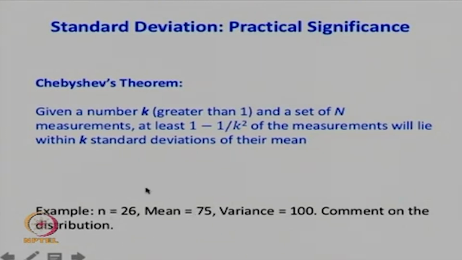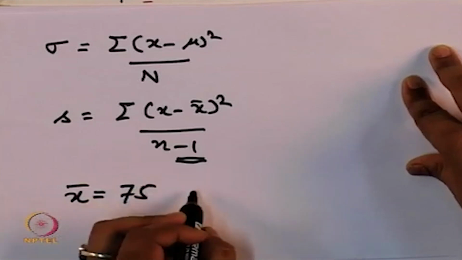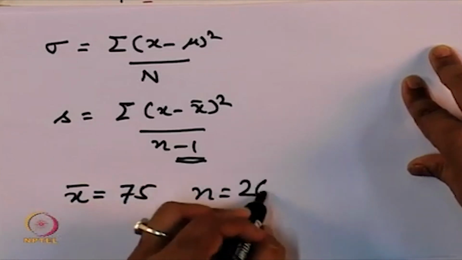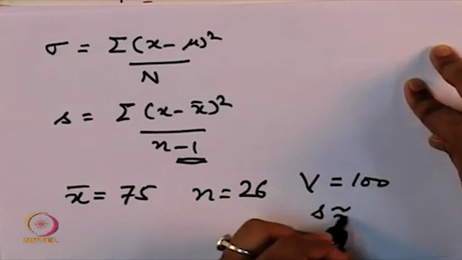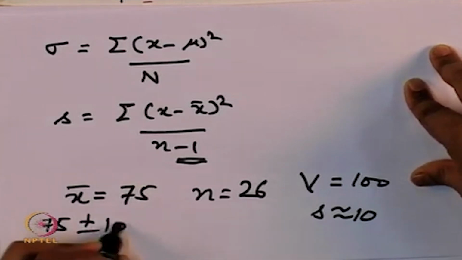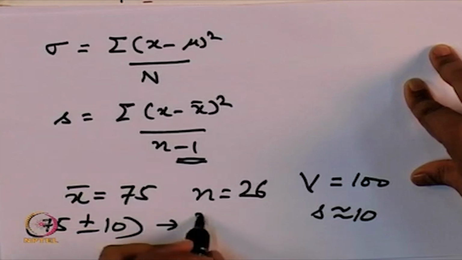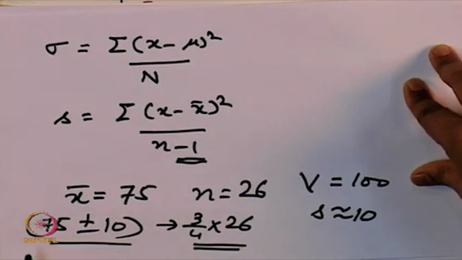So, as an example, you have n equal to 26, mean is 75, variance is 100. So, in this case, x bar is equal to 75, n is equal to 26, variance is equal to 100. So, I can roughly calculate S is approximately equal to 10, right. So, within 75 plus minus 10, you have 3/4 of the population, right. So, 3/4 of the number of variables will actually lie within this range, which is 65 to 85.